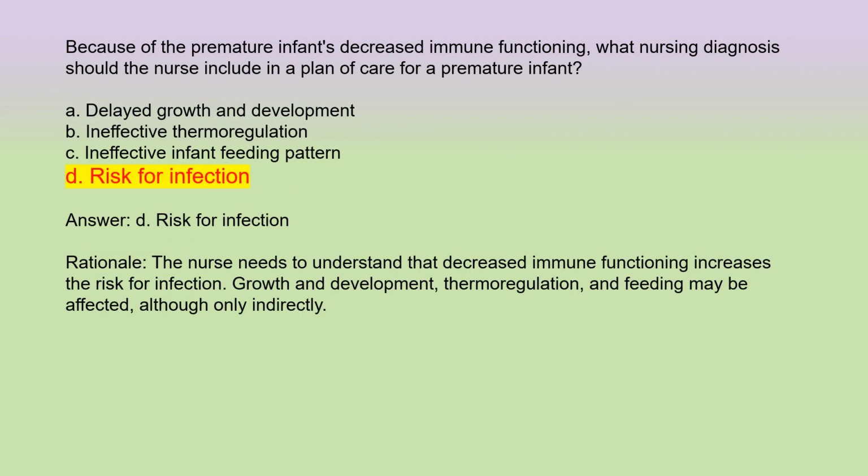D. Risk for infection. Rationale. The nurse needs to understand that decreased immune functioning increases the risk for infection. Growth and development, thermoregulation, and feeding may be affected, although only indirectly.